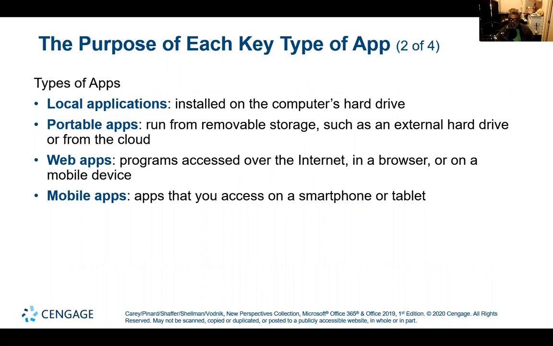Now, the types of apps out there are local applications installed on the computer's hard drive, portable applications which run from removable storage such as external hard drives or from the cloud. Web apps are programs accessed over the internet in a browser or on a mobile device. And then there are mobile apps, apps that you can access on a smartphone or tablet.